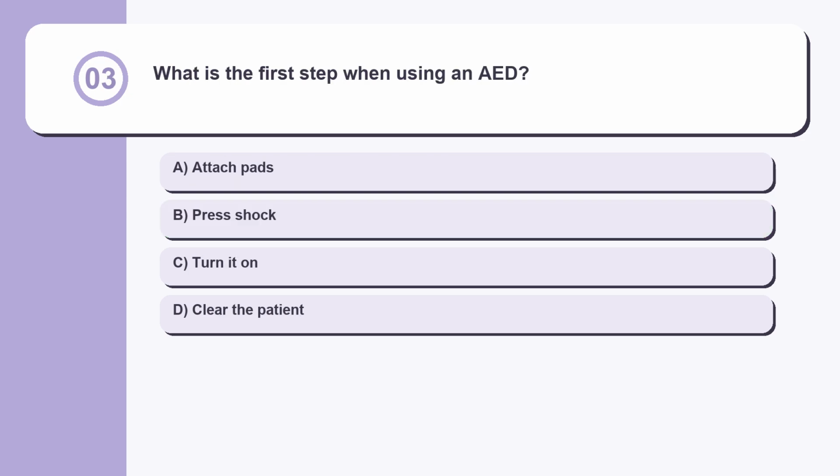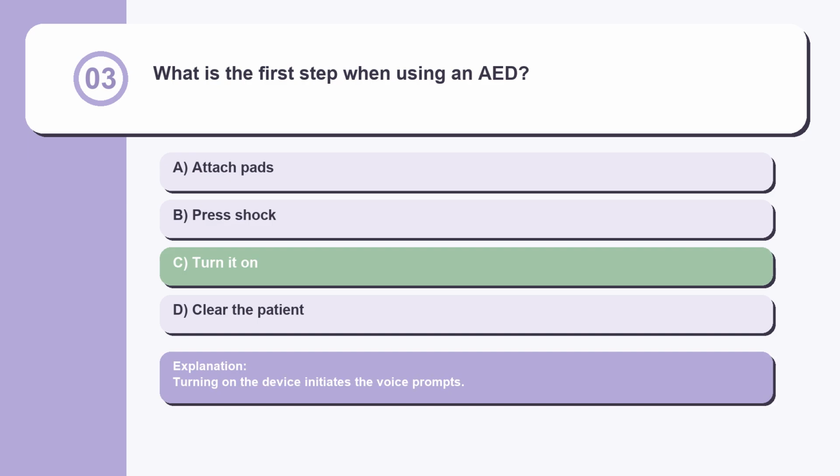Question 3. What is the first step when using an AED? Attach pads, press shock, turn it on, clear the patient. Turning on the device initiates the voice prompts.